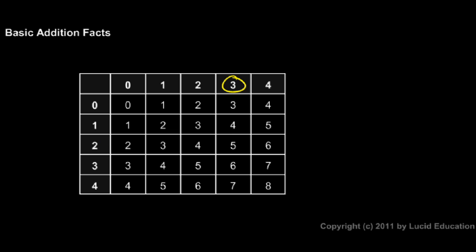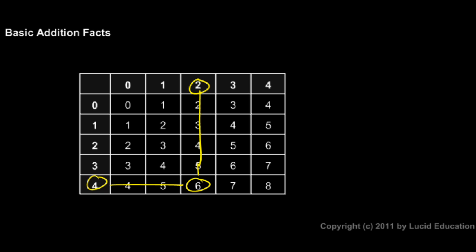This 3 plus this 2. 3 plus 2 is 5. And any two numbers can be added that way. You can see 4 plus 1 is 5. Or 2 plus 4 is 6. You just find the point where that row and that column intersect, and that gives you the number.